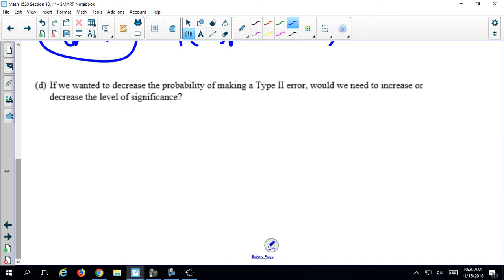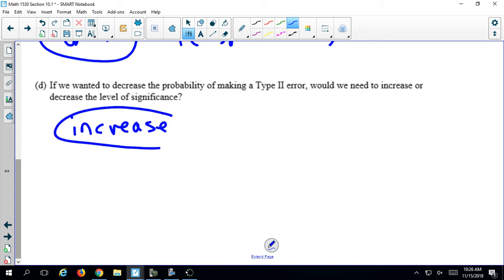And we're using this low level of significance, which lowers the probability of making a type 1 error. What if we want to decrease the probability of making a type 2 error? What do we do to that level of significance? We increase it. Good. If you increase alpha, you will increase the probability of making a type 1 error, but you will also decrease the probability of making a type 2 error.